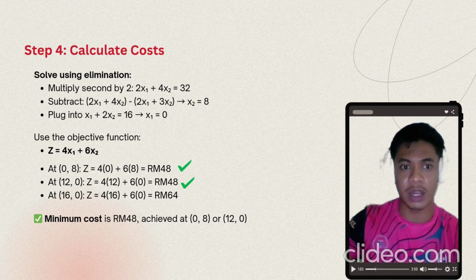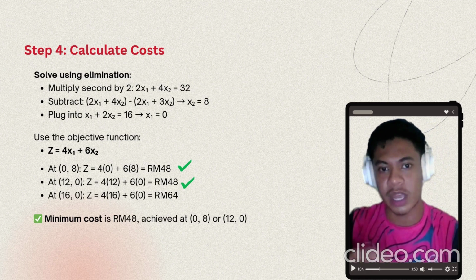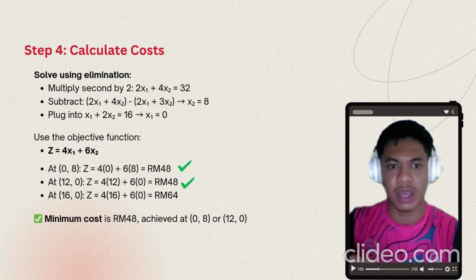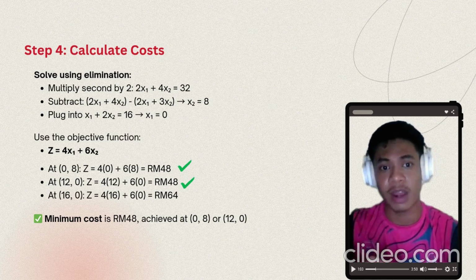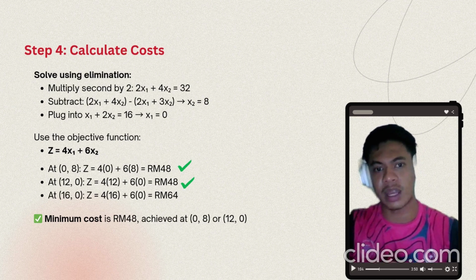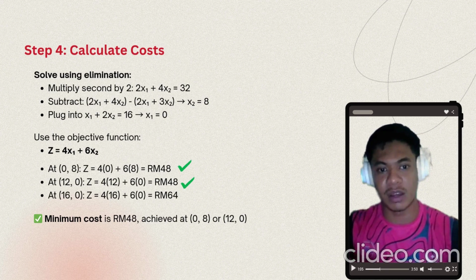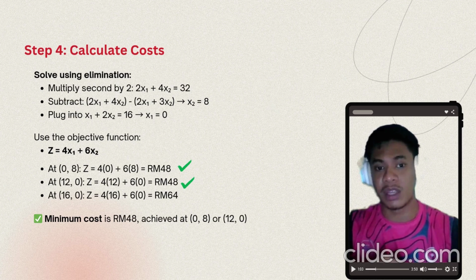For step 4, finally, the objective function, x1 plus 6x2, is evaluated at each of these corner points. At (0, 8), the total cost is 48 ringgit, and at (12, 0) it is also 48 ringgit, and at (16, 0) the cost increases to 64 ringgit. Thus the minimum cost is 48 ringgit.